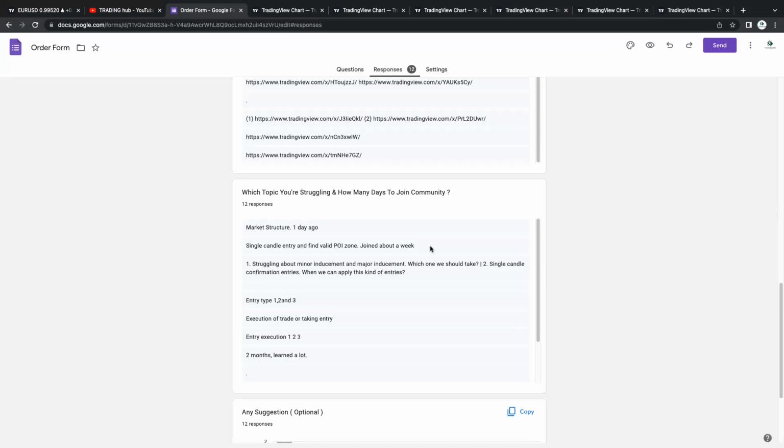Entry type 1, 2, 3. Okay, you mentioned all entries. So before marking the entry, you have to mark the correct structure and identify the liquidity, and after that entry is the third part. First part is structure, second part is liquidity, and third part is the entry. And before the entry you have to mark the correct POI.